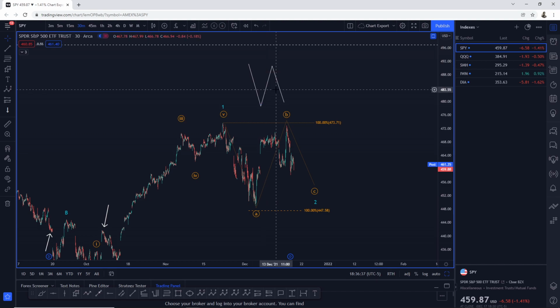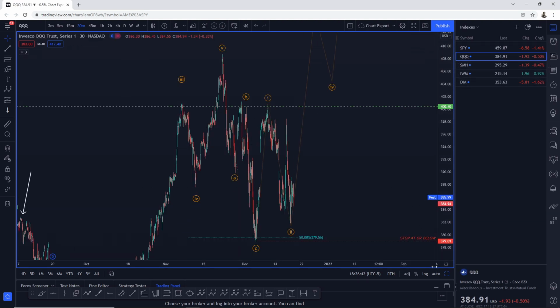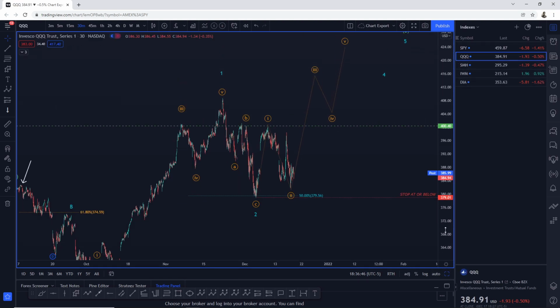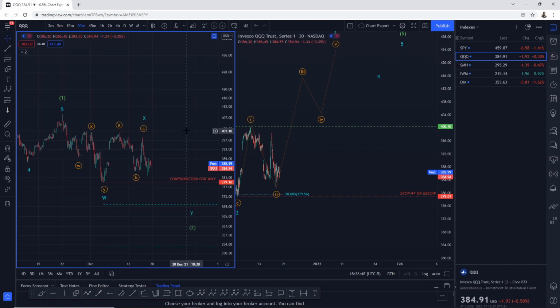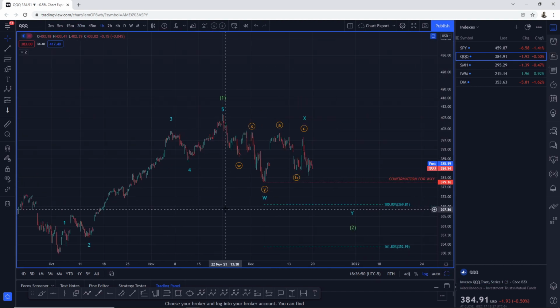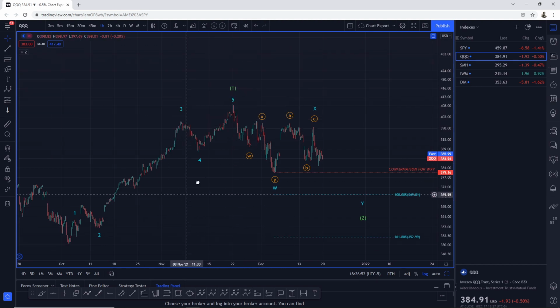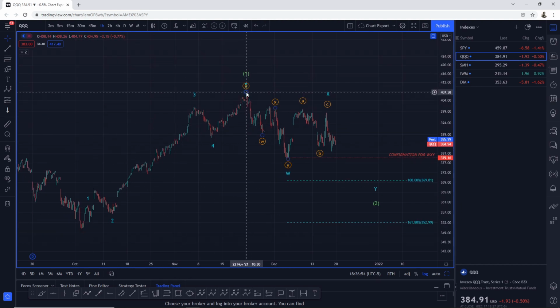So let's take a quick look at the Qs, all right? And let's adjust the Qs, because the Qs, or the NASDAQ rather, are gonna give us a bit more clarity. So in this wave count, let me take you to the one that I've been working on. Here we have completed the wave 1 right here on November the 22nd. We got a WXY, ABCX, and then we're in the makings of the Y wave. So we have 3 more waves to go.